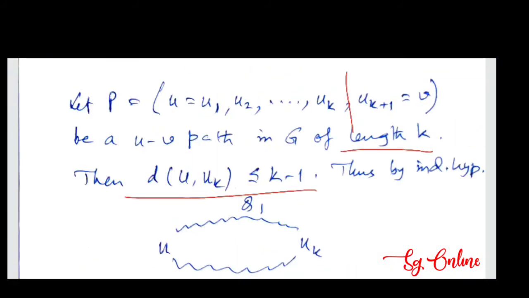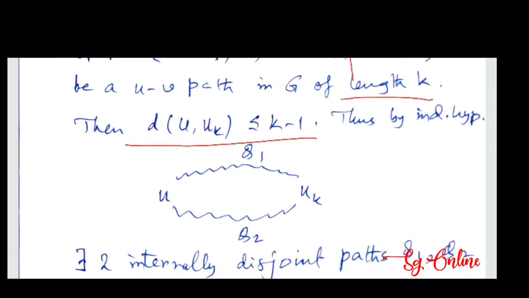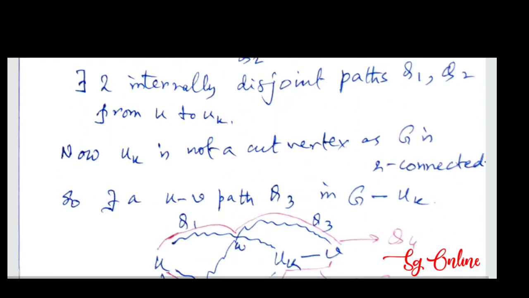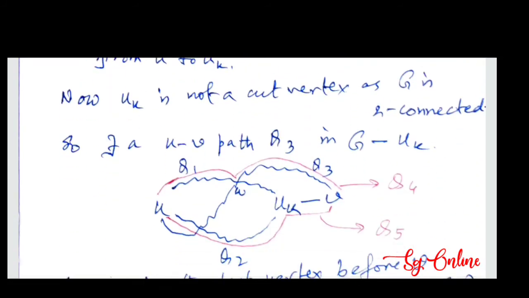Now we are considering two vertices U and V, whose distance is k. So suppose there is a path between U and V of length k. So we now consider the path only from U to UK. Since this length is k minus 1, the distance between U and UK is less than or equal to k minus 1. And so we use the induction hypothesis to get the two internally disjoint paths between U and UK. And now what we are noting is that since again G is two connected, UK is not a cut vertex.